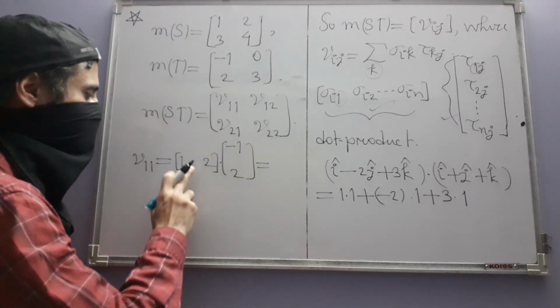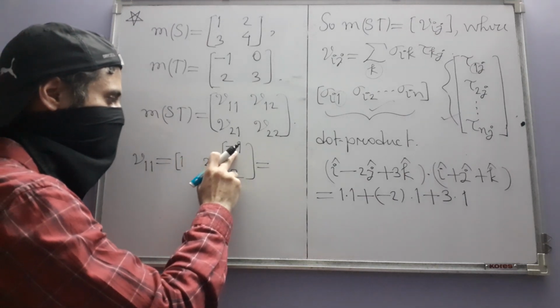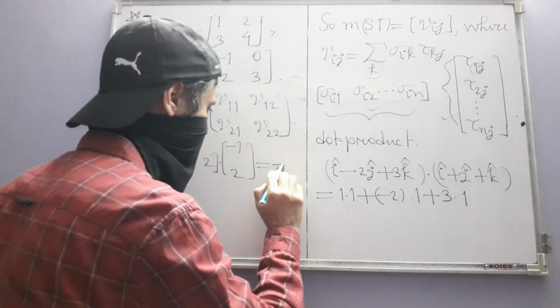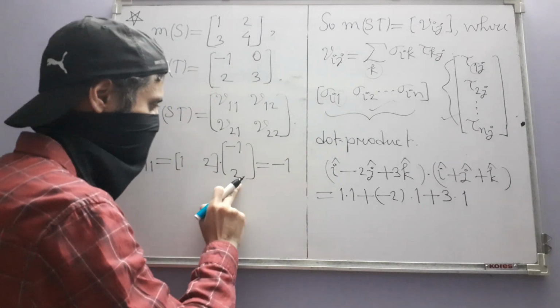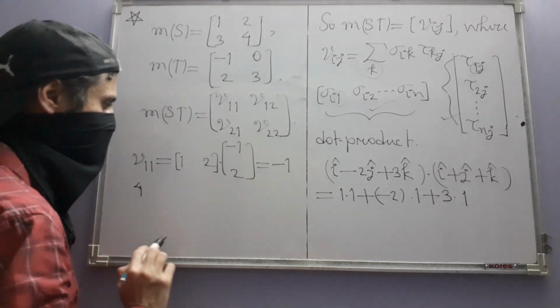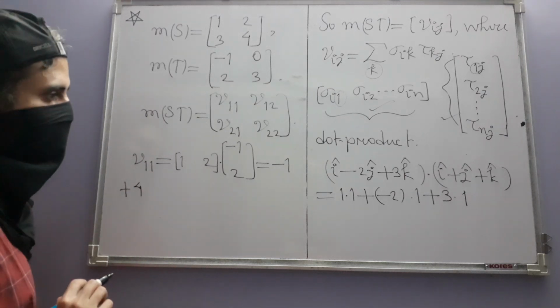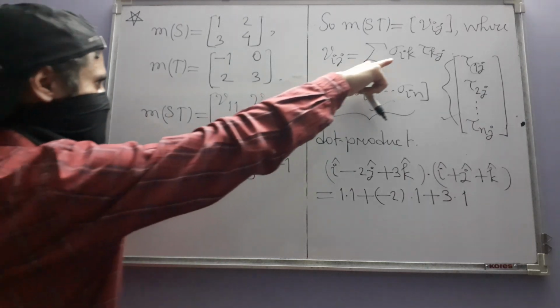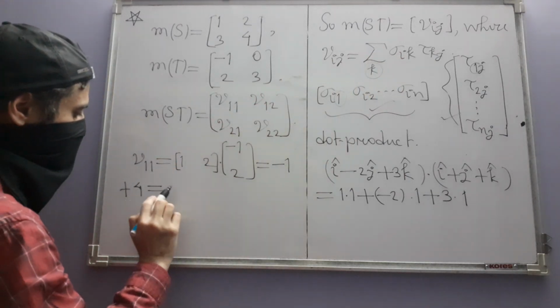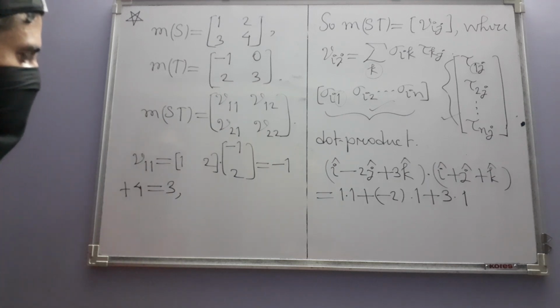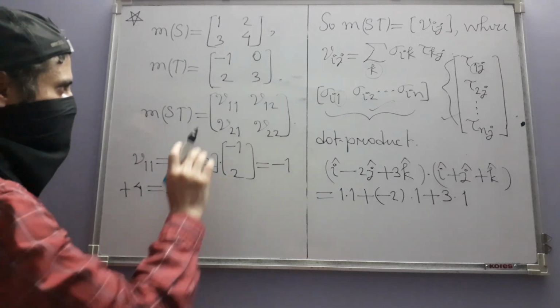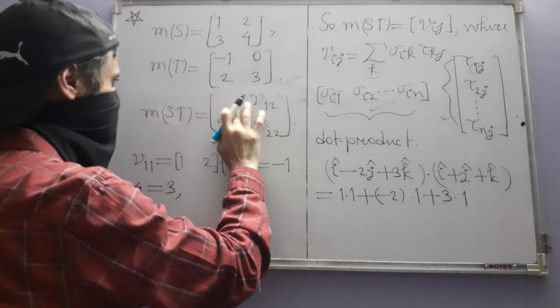So what do you have to do here? Multiply 1 with minus 1, that gives you minus 1, and multiply 2 with 2, that gives you 4. You take the sum of them using this formula, so you get 3. Okay, so this entry is actually 3.